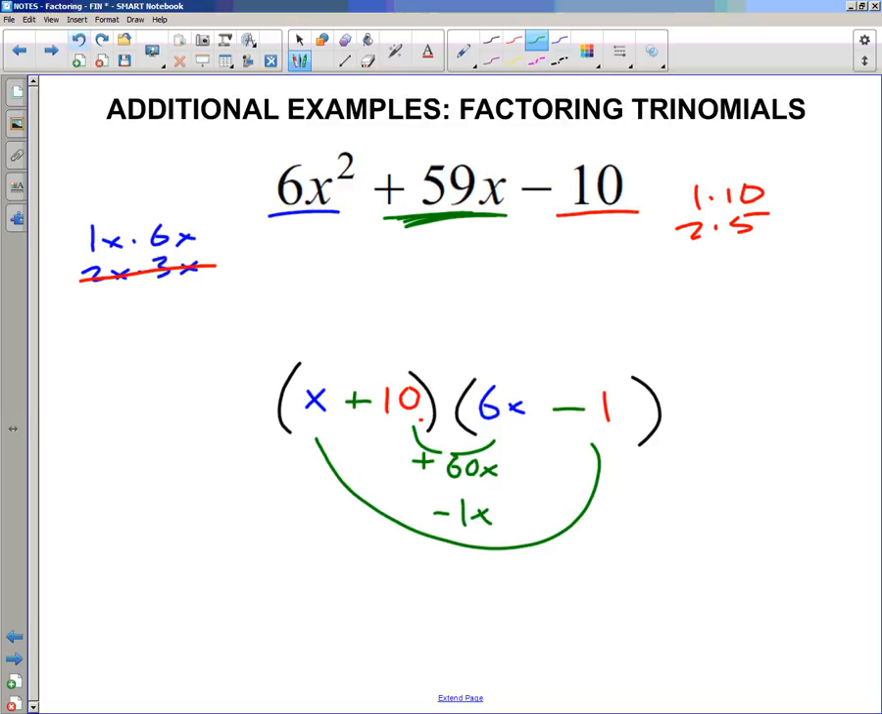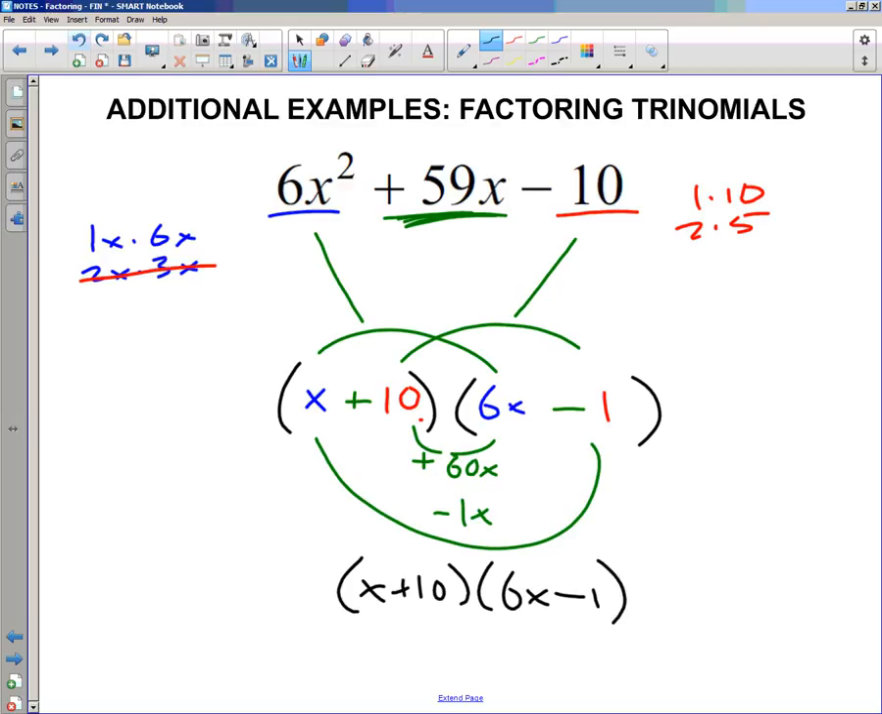So quick check to make sure that all works out. x times 6x will give us 6x squared. 10 times negative 1 is giving us the negative 10 that we want, and that middle term we're going to end up with as well. So final answer on this one, x plus 10, 6x minus 1.